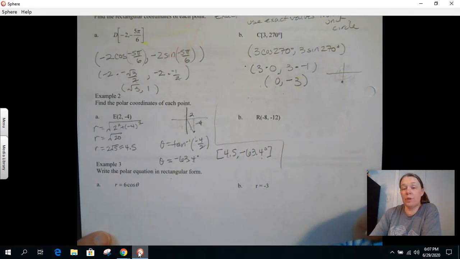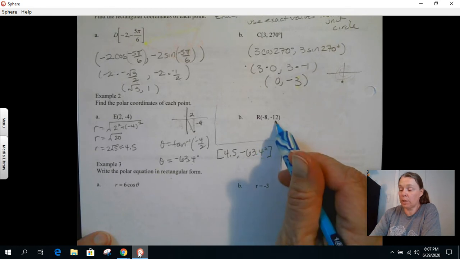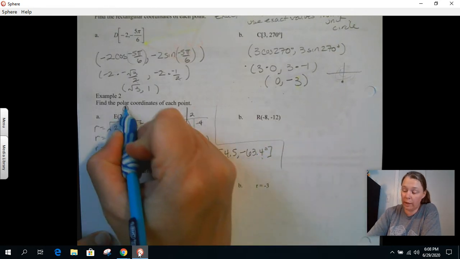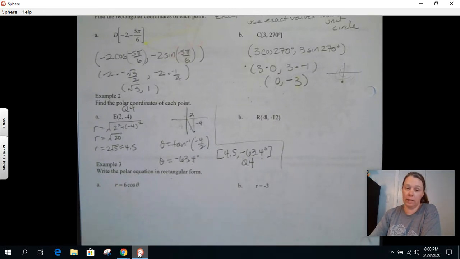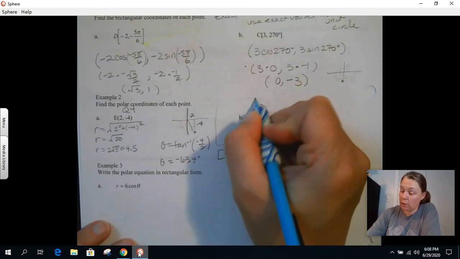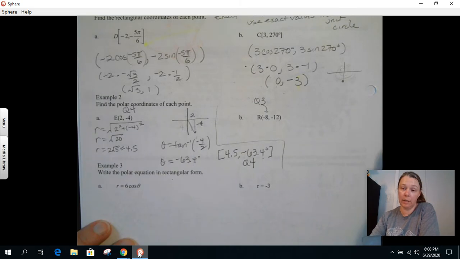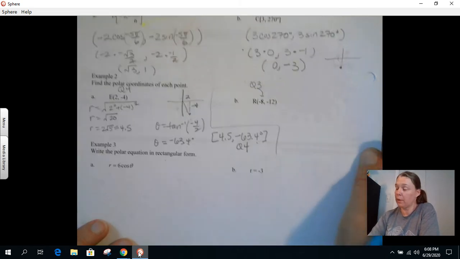All right, so part B. This one is in quadrant 3. And so you might even want to make a note of that. This is quadrant 4. Okay, is this in quadrant 4? It is. This guy is in quadrant 3. So I want to make sure when I get my final answer, it's in quadrant 3.